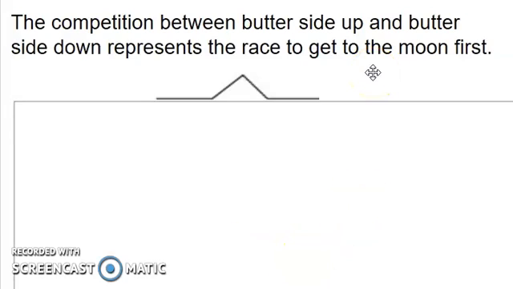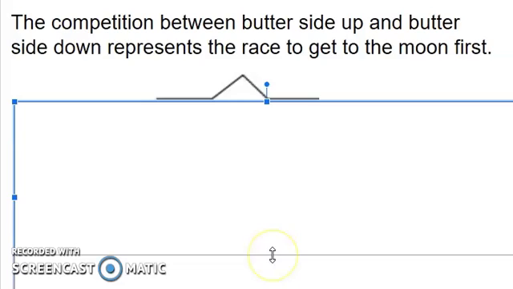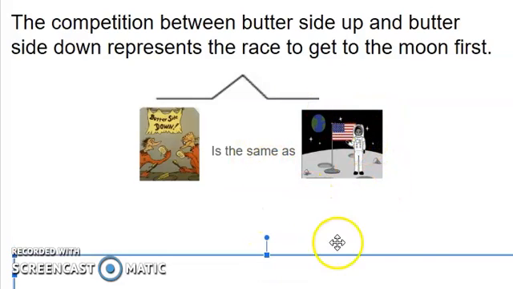The competition between butter side up and butter side down represents the race to get to the moon first. So this is another metaphor we can use. So the competition between the butter side up and the butter side down is on one side, and then on the other side we would have the race to get to the moon. So these two things are similar. We can compare them to each other, so they are a metaphor. And our sentence does not use like or as, so it's not a simile, it's a metaphor.